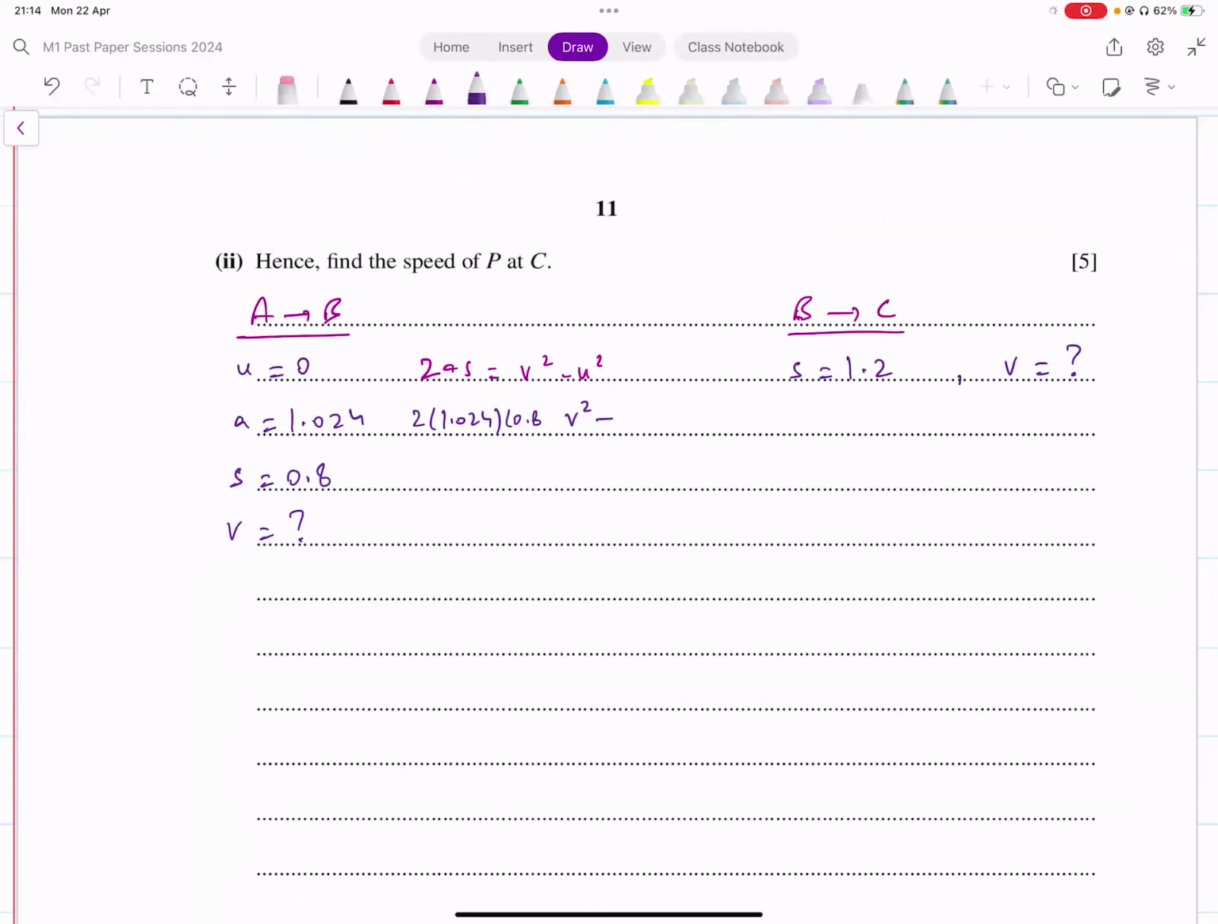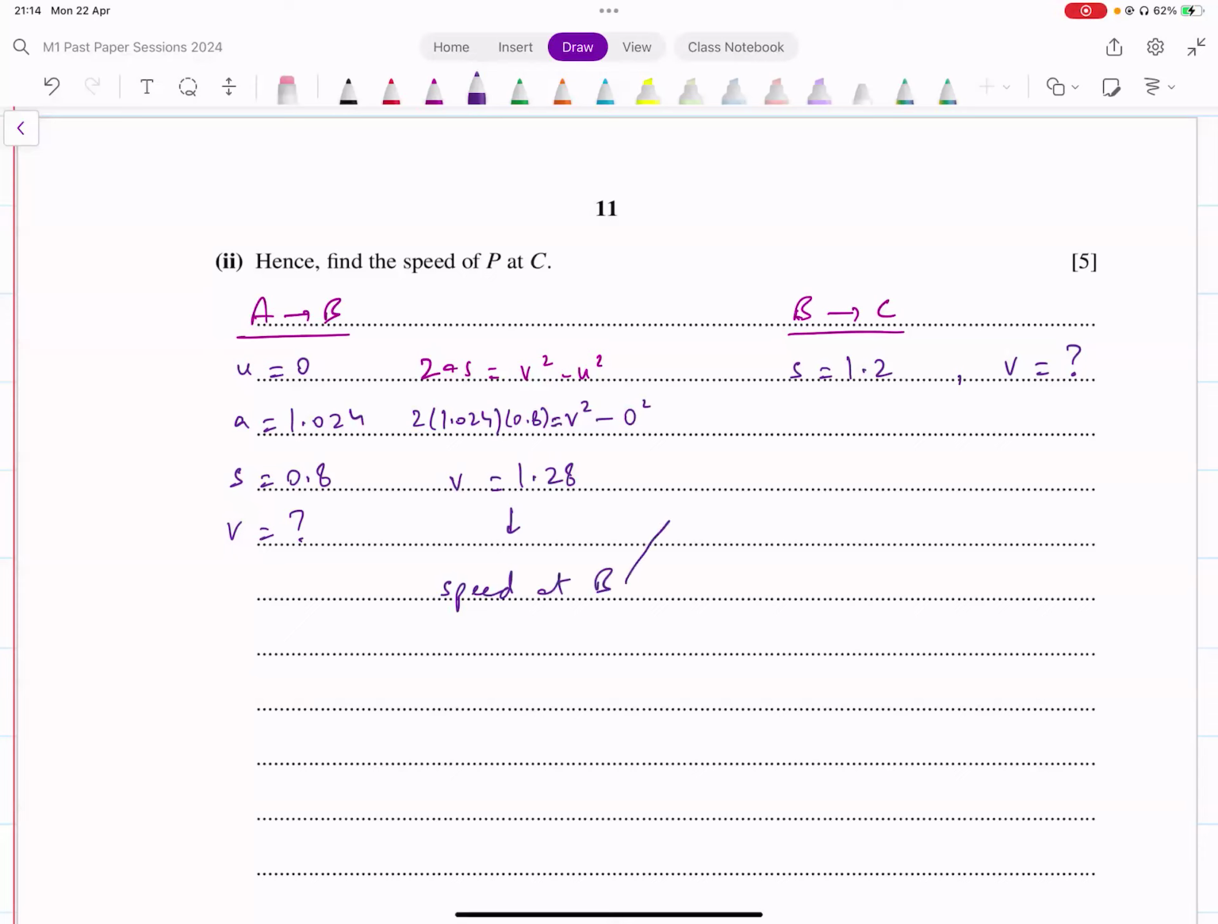Into 0.8 equals v squared minus 0 squared. And that's going to give you the value for v. Let's see what this turns out to be. 2 into 1.024 into 0.8 and then square root of that. And that's giving me 32 over 25. That's 1.28. This is the speed or the velocity at the point B.